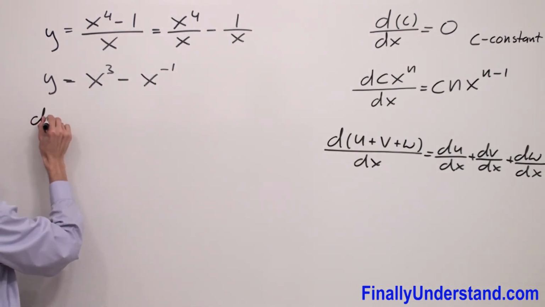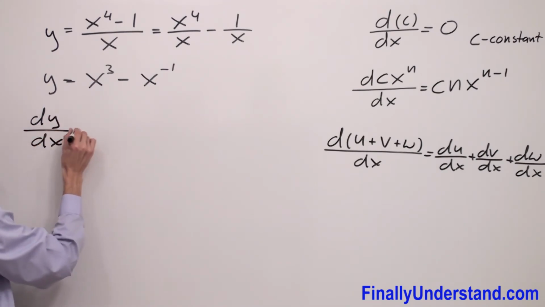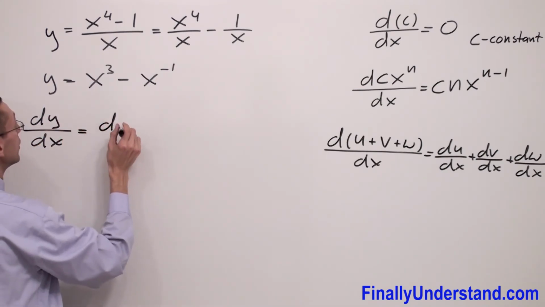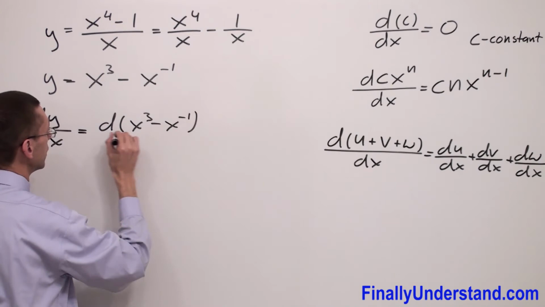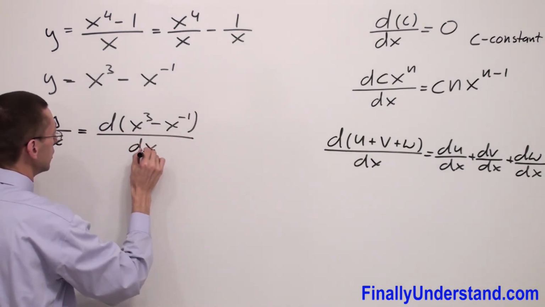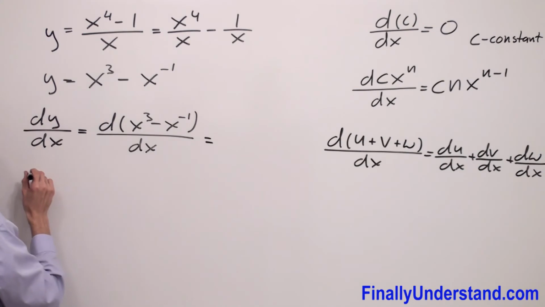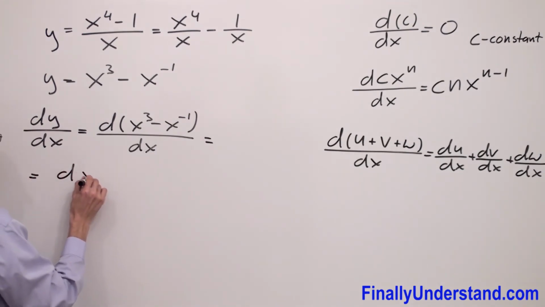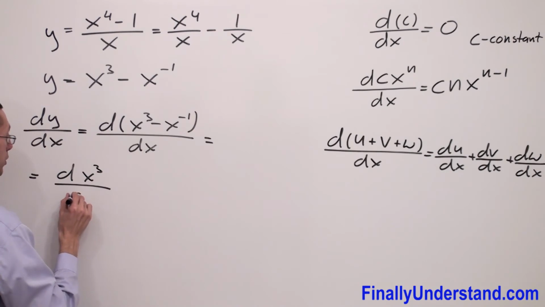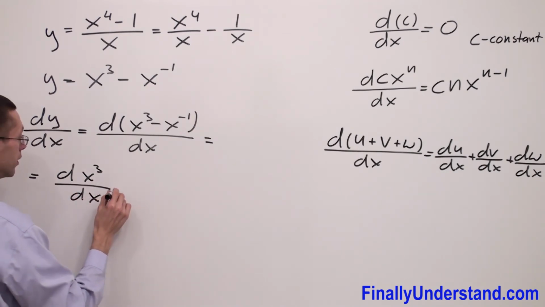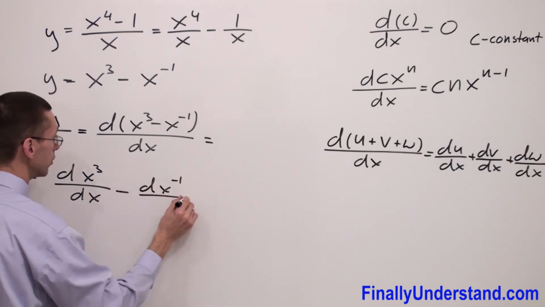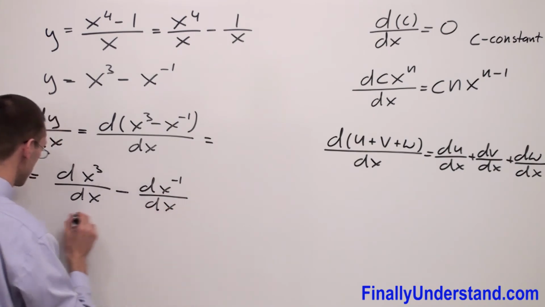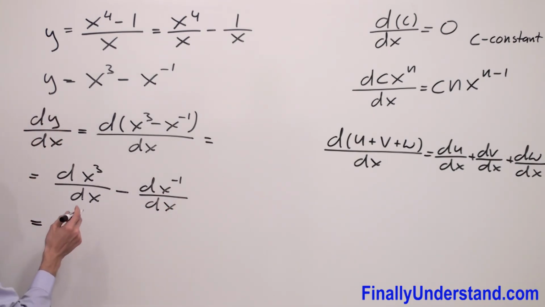Simply write dy over dx is equal to the derivative of x cubed minus x to negative 1 over dx. This is equal to dx cubed over dx minus dx to negative 1 over dx. This is equal. Okay, I'm not going to write anymore the invisible one.